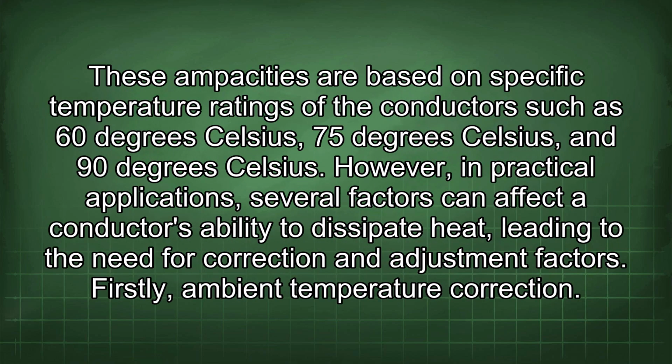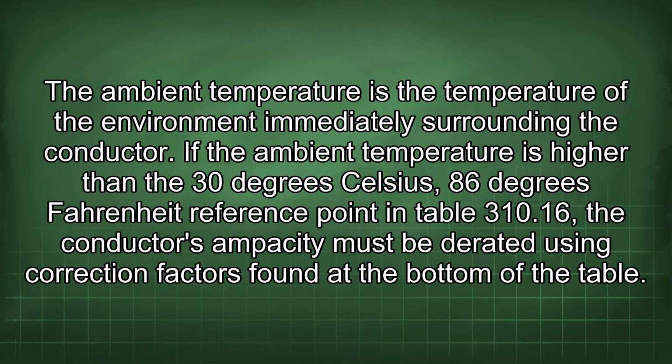These ampacities are based on specific temperature ratings of the conductors, such as 60 degrees Celsius, 75 degrees Celsius, and 90 degrees Celsius. However, in practical applications, several factors can affect a conductor's ability to dissipate heat, leading to the need for correction and adjustment factors. Firstly, ambient temperature correction. Ambient temperature is the temperature of the environment immediately surrounding the conductor. If the ambient temperature is higher than the 30 degrees Celsius, 86 degrees Fahrenheit reference point in Table 310.16, the conductor's ampacity must be derated using correction factors found at the bottom of the table.